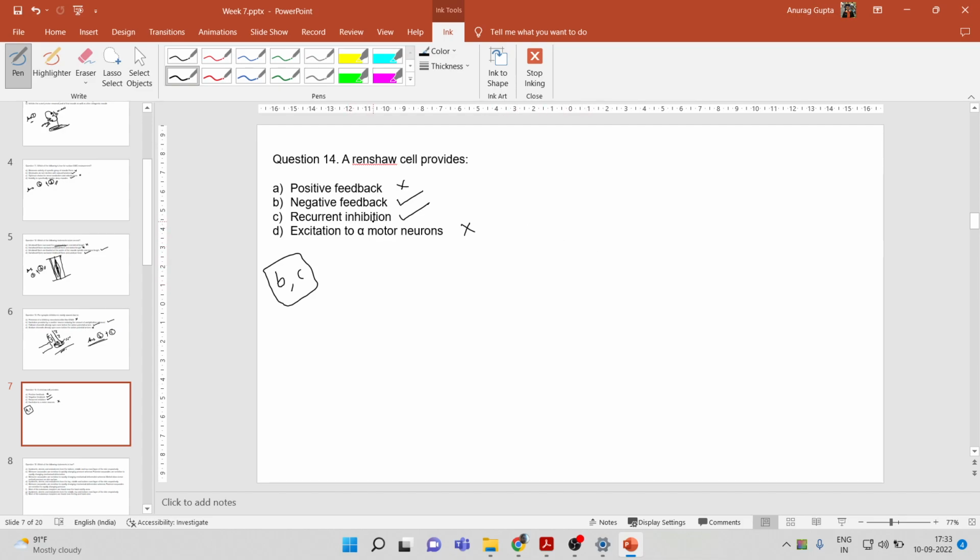Okay, so why is recurrent inhibition also correct? I'll explain that. Basically, when the alpha motor neuron fires, the Renshaw cell gets excited by the alpha motor neuron, and the Renshaw cell inhibits the alpha motor neuron that excited it. So this is called recurrent inhibition. So these two are the correct answers: B, C.